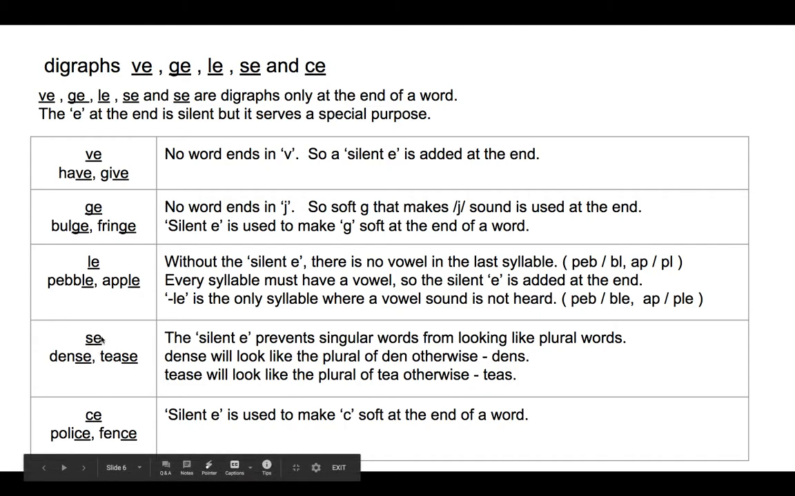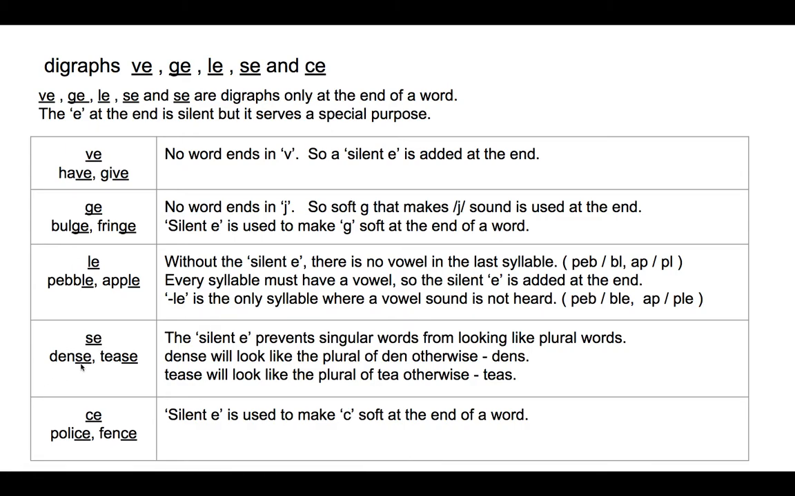The digraph SE makes the sound S. For example, dense, tease. The silent E prevents singular words from looking like plural words. So imagine if you don't put the silent E, then the word dense will look like the plural of den. So that is why we are adding the silent E. Similarly for tease, if you don't have this E at the end, then it will look like the plural of tea.